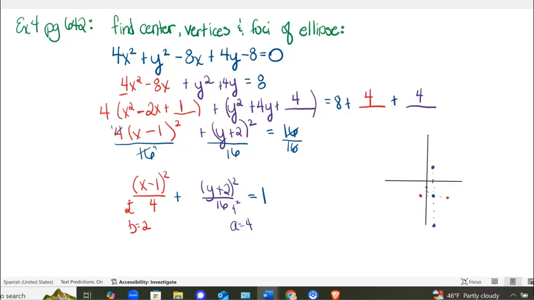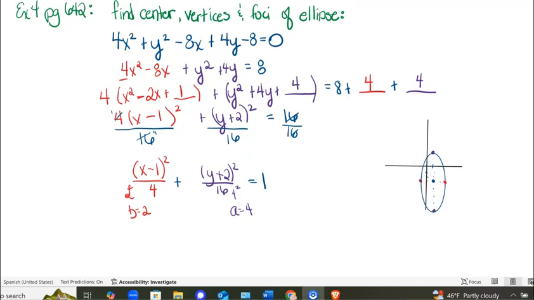And now I can draw my ellipse, which I know the problem did not say to draw, but I always find it very helpful to draw what I can. Of course, we all wish we were artists. I'm not. Let me see if I can fix that. So I straightened it up a little bit. Now it does say to find the center, the vertices, and the foci of the ellipse.